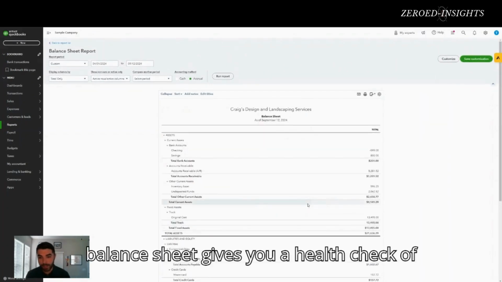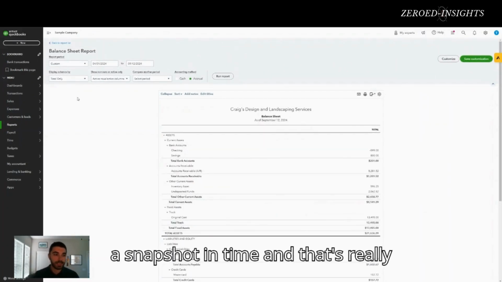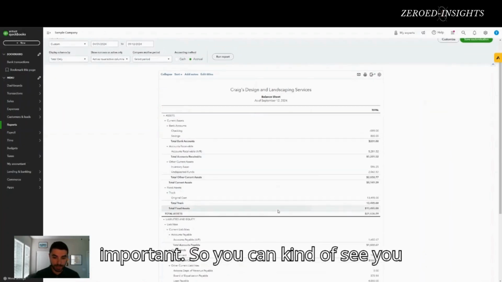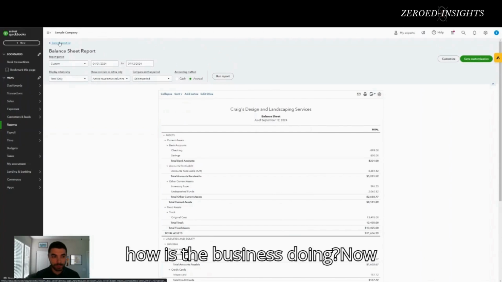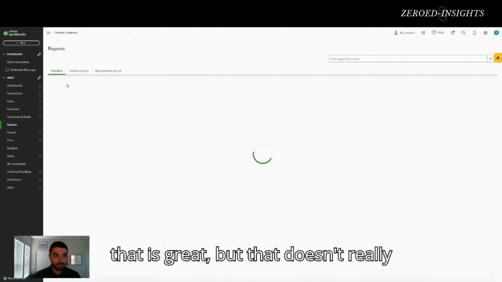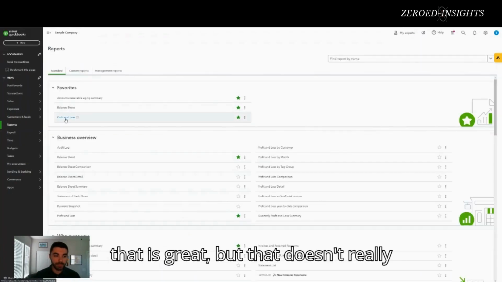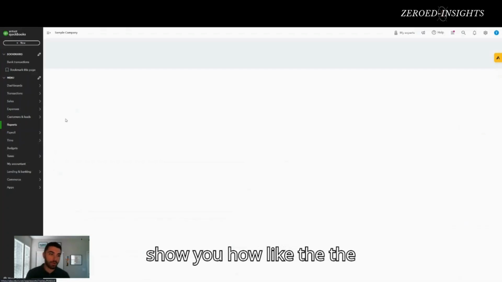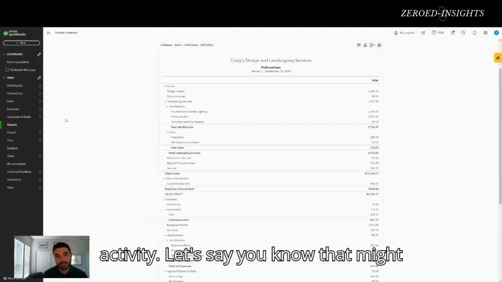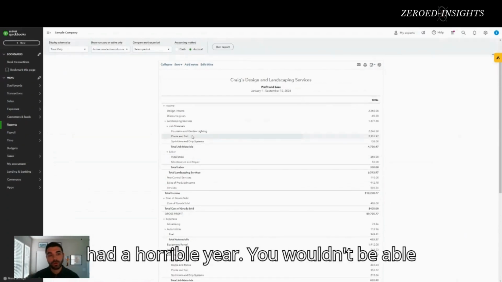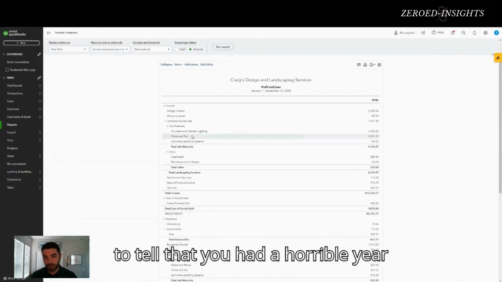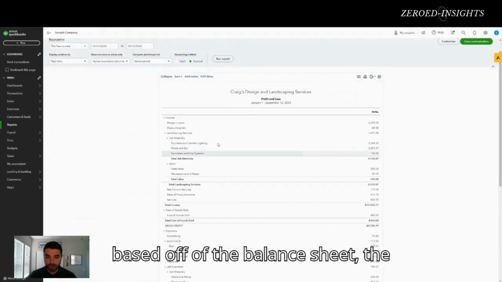So anyways, the balance sheet gives you a health check, a snapshot in time. And that's really important. So you can kind of see, where am I? How is the business doing? Now that is great, but that doesn't really show you the activity. That might be your snapshot, but let's say you've had a horrible year. You wouldn't be able to tell that you've had a horrible year based off of the balance sheet.